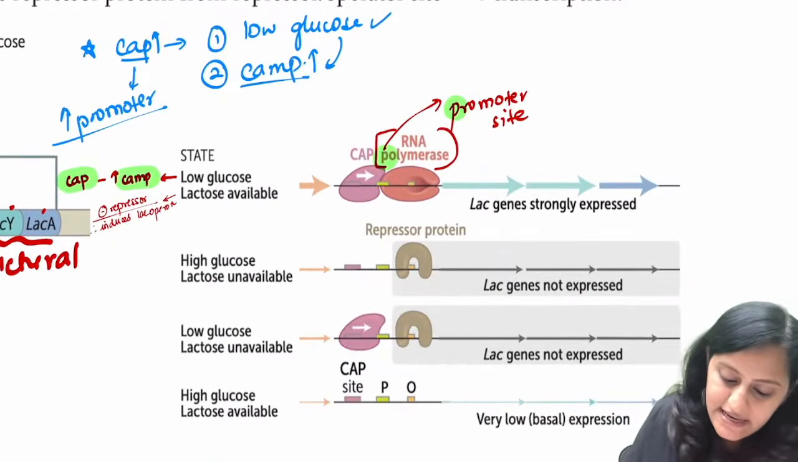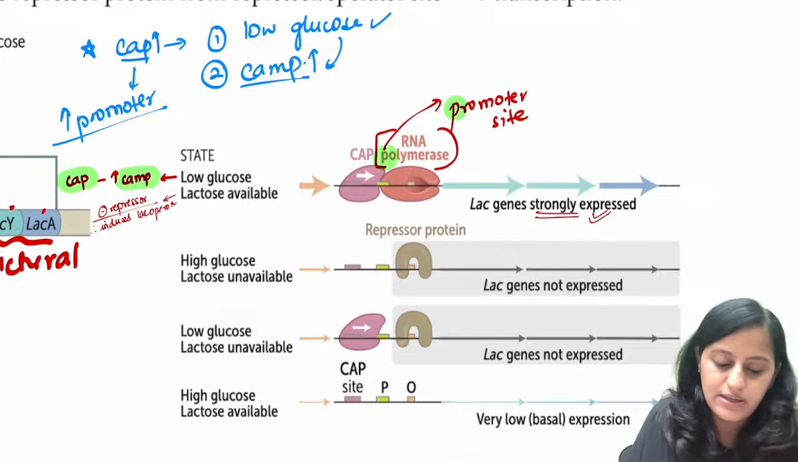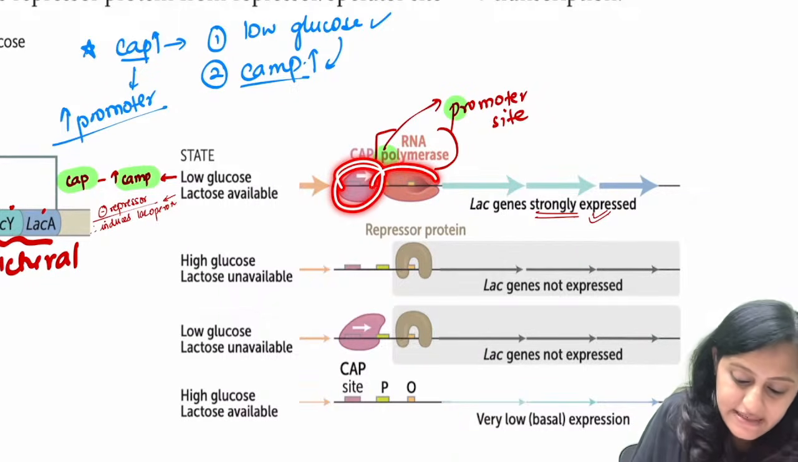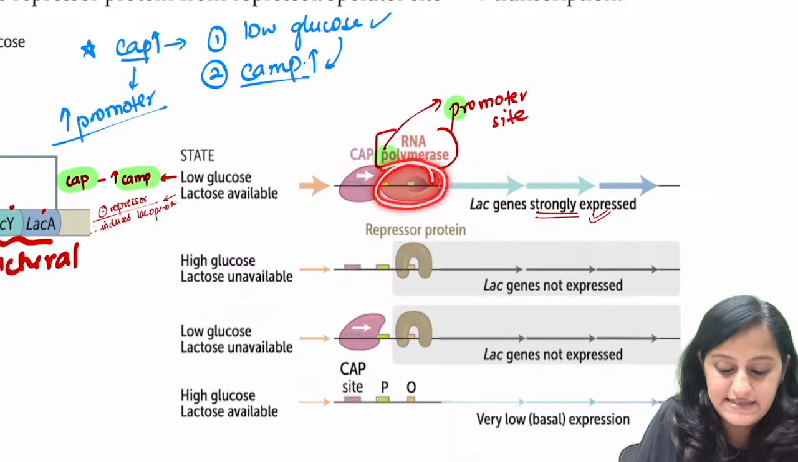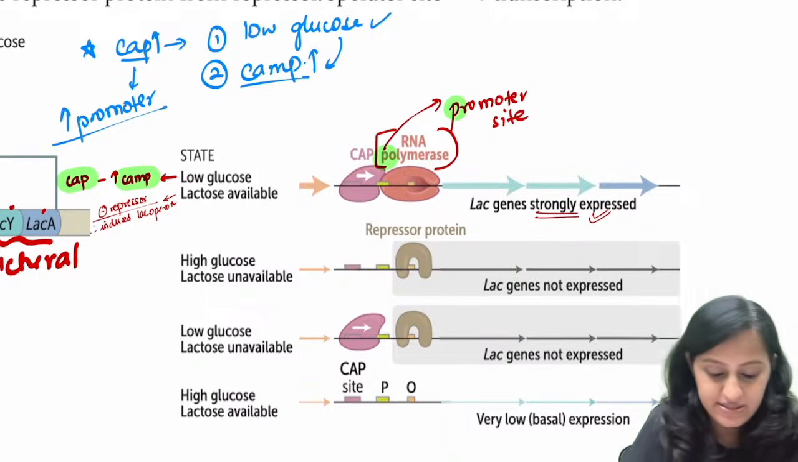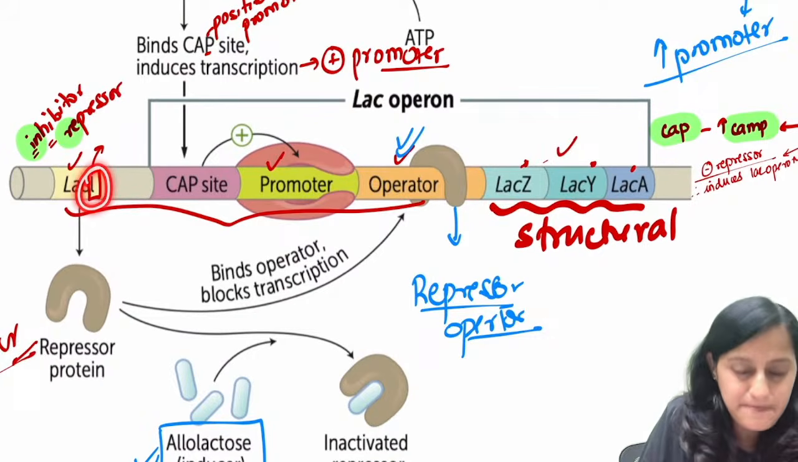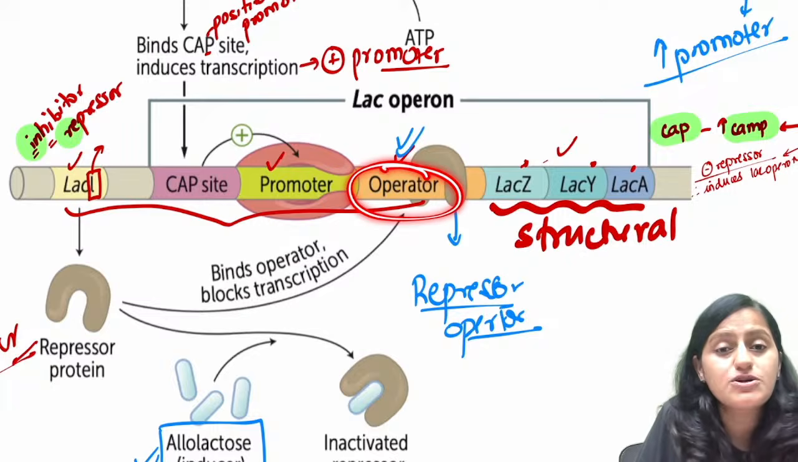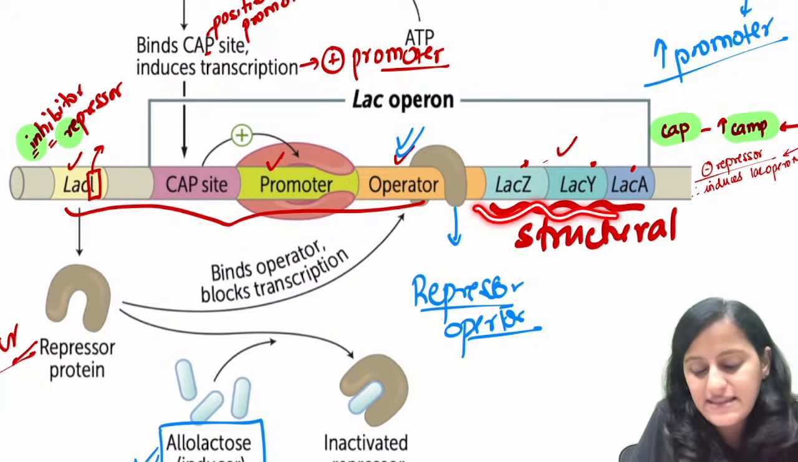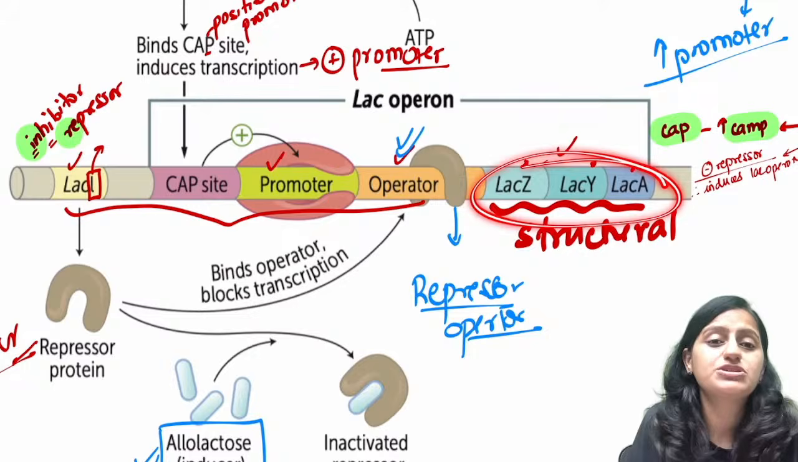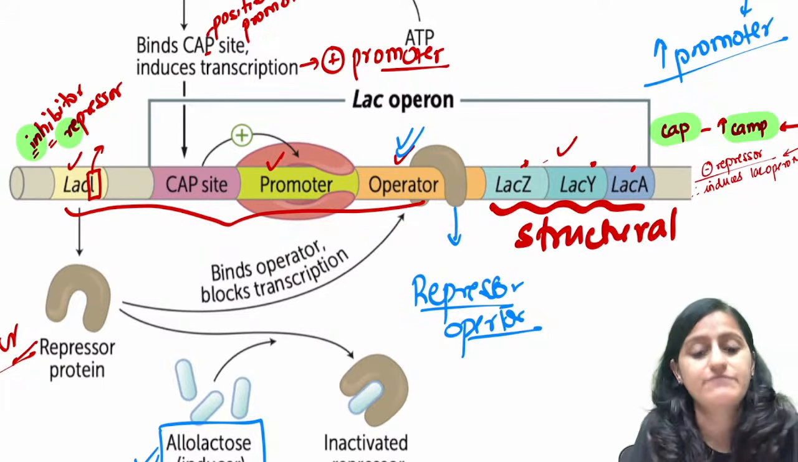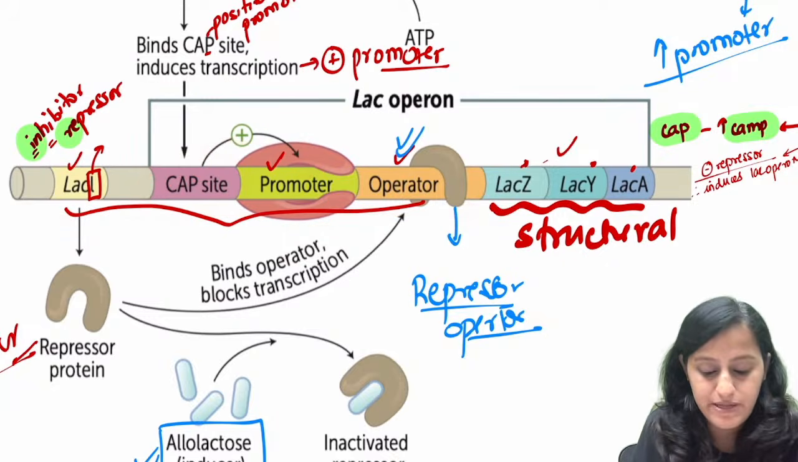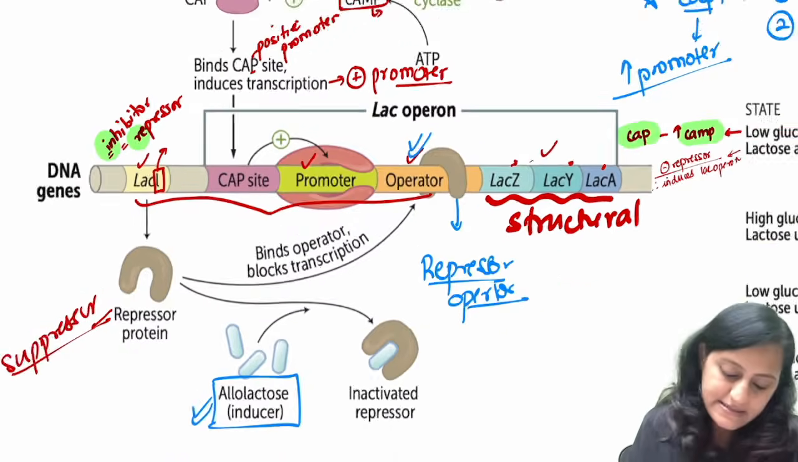So when this is the state, that is when the Lac genes are strongly expressed. Where do you have this CAP site? Ahead of the promoter. Where is the promoter site present? Ahead of the structural genes. So if you look at the arrangement, it is Lac I, then the CAP site for the promoter where the RNA polymerase binds, then comes the operator where the repressor binds, and then at the end come the structural genes. So ahead of the structural genes, you have these regulatory genes, including the CAP site, which is for the promoter where the polymerase binds. Okay, that's great. I'm glad.